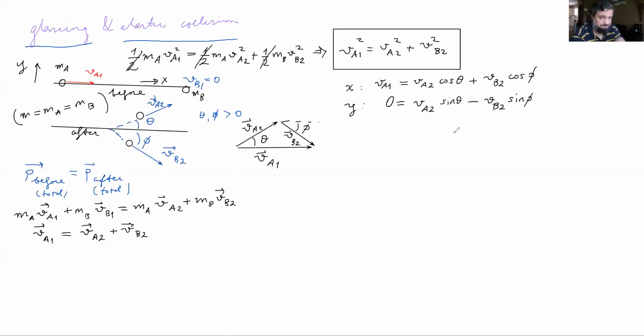Okay, so I have 3 equations, okay? One in the above, like this one, from energy, and these 2 from momentum. So let's see what we can do with these. Now, in the second and third equations, I have VB2 cosine phi and sine phi. Now, why don't I multiply the first equation by, let's say, sine phi.